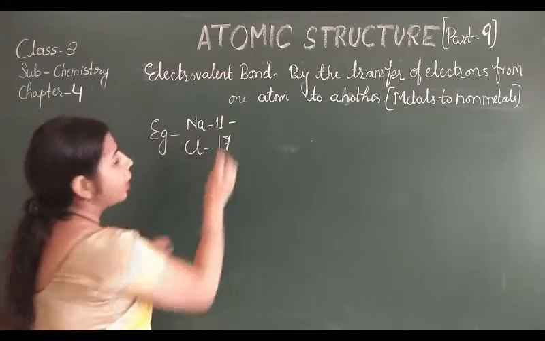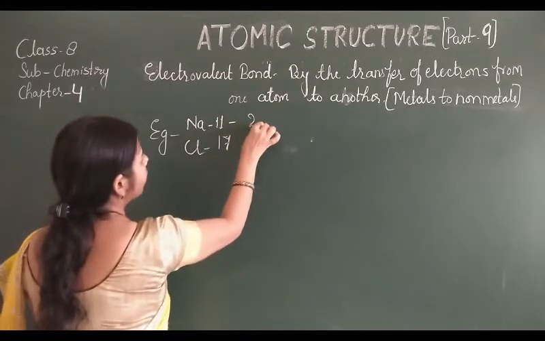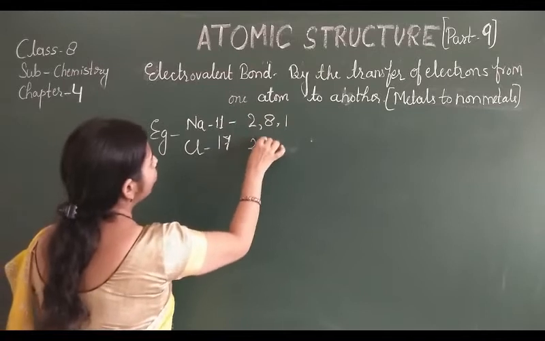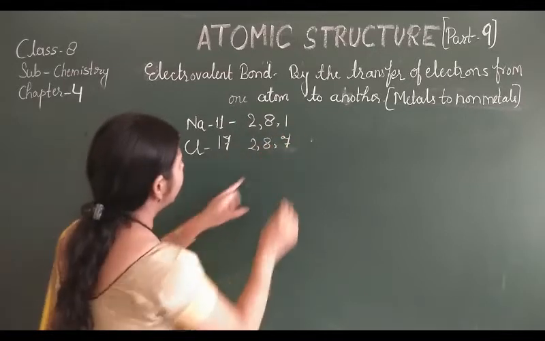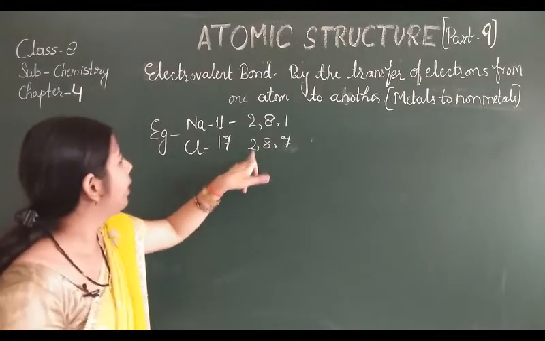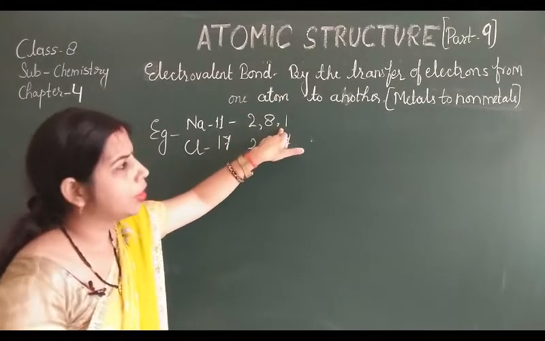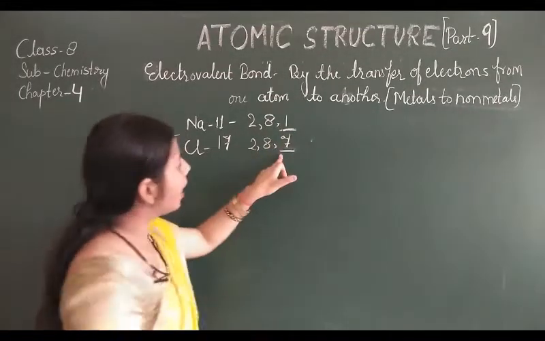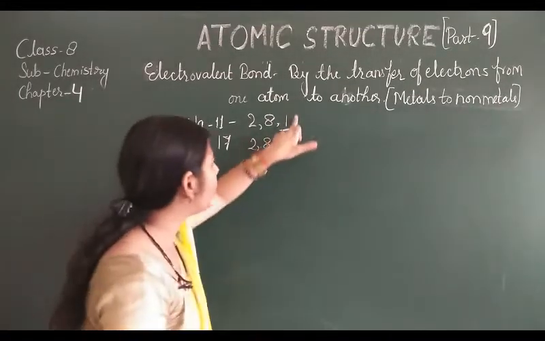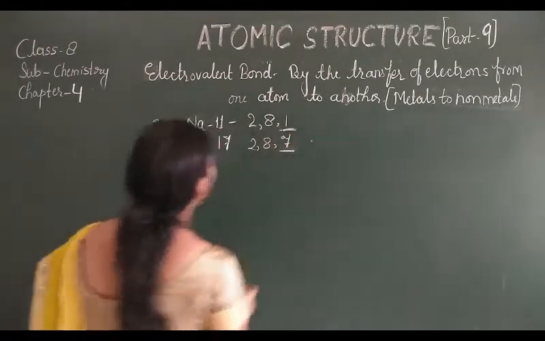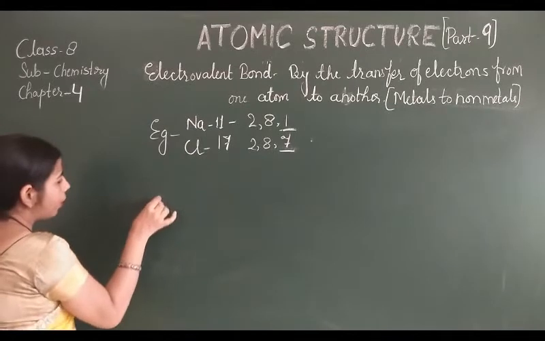Now the electronic configuration of sodium is 2, 8, 1 and for chlorine it is 2, 8, 7. So the last shell has 1 electron in sodium and 7 electrons in chlorine. So both are unstable. Now what do we have to do? Just draw the valence shells.